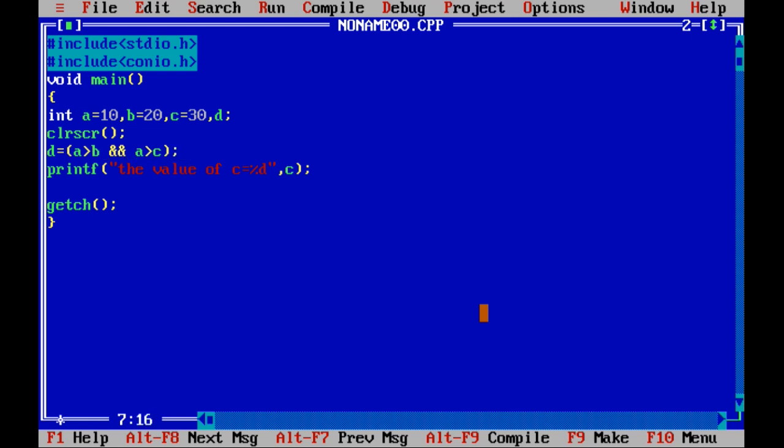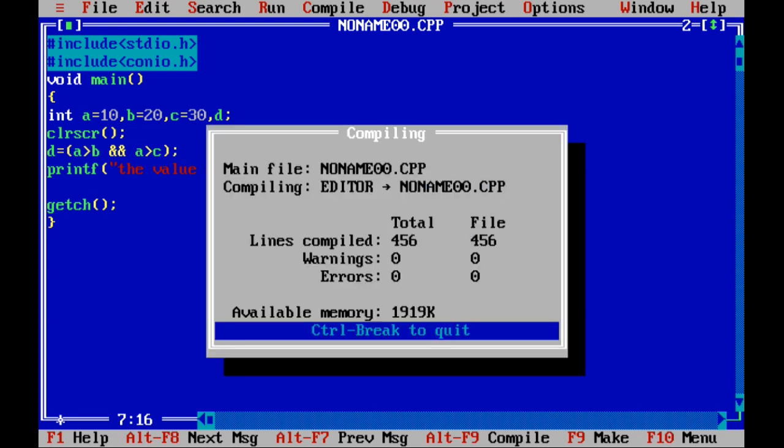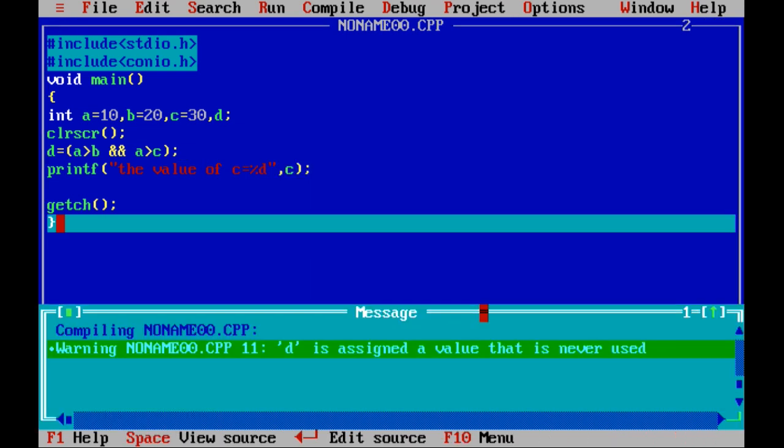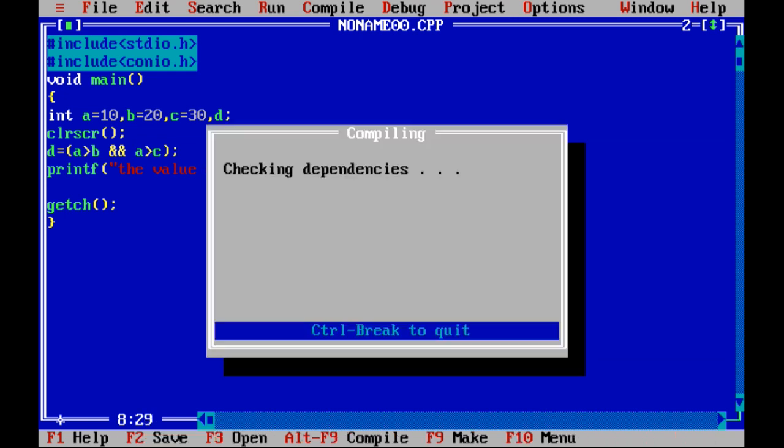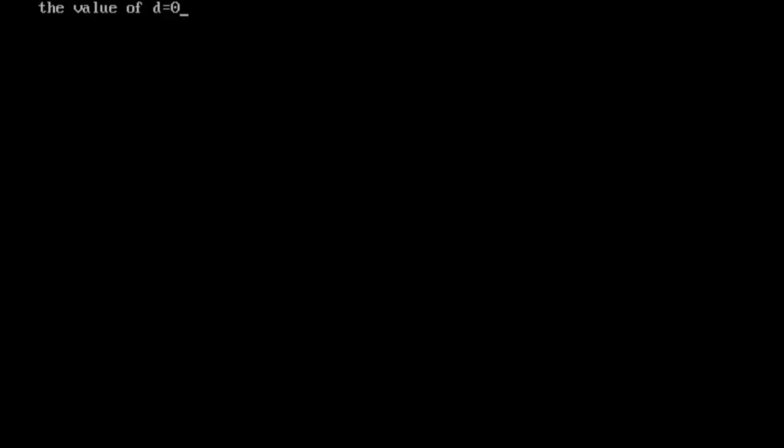Now you tell me what is the answer. In A, 10 is there. 10 greater than 20, condition true or false? False. Next, 10 greater than 30, true or false? False. False, false in AND, always the answer is false only. Just print the value. Why are you getting the warning? Because we need to print the value of D, na. What I wrote here is C, so make it D, and here also make it D. Again compile the program and execute the program. You'll get the value of D is equal to 0.